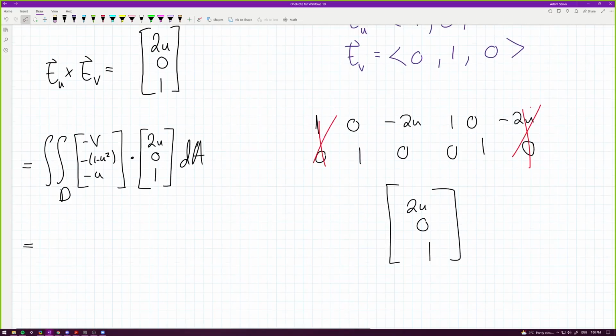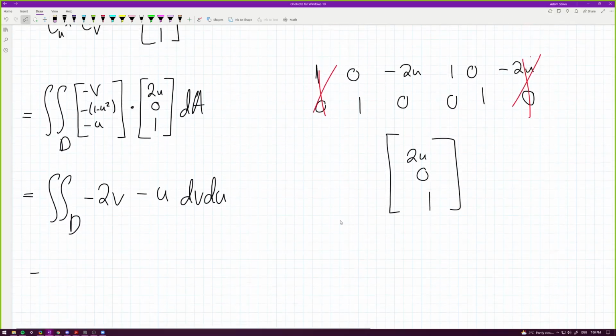Right? So what I can do is if I scroll down, my notes here, well, first let me calculate this dot product. So negative 2v minus u, right? And I will do dv du. Okay, obviously you can do it whichever way you want to do, but this is how I did it in my notes, so I'll just match that. And then from here, let me get it. There we go. You just set up the actual integration.